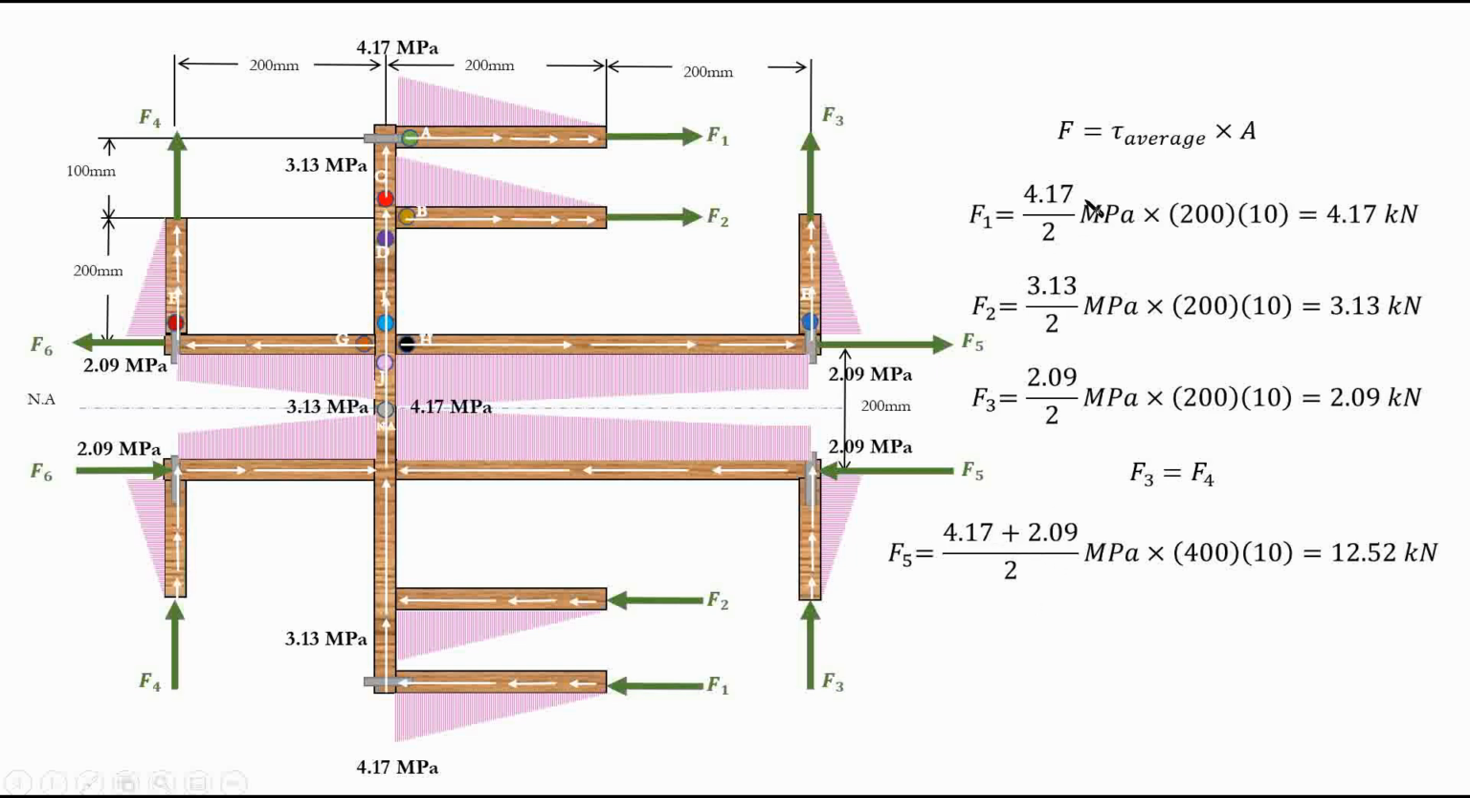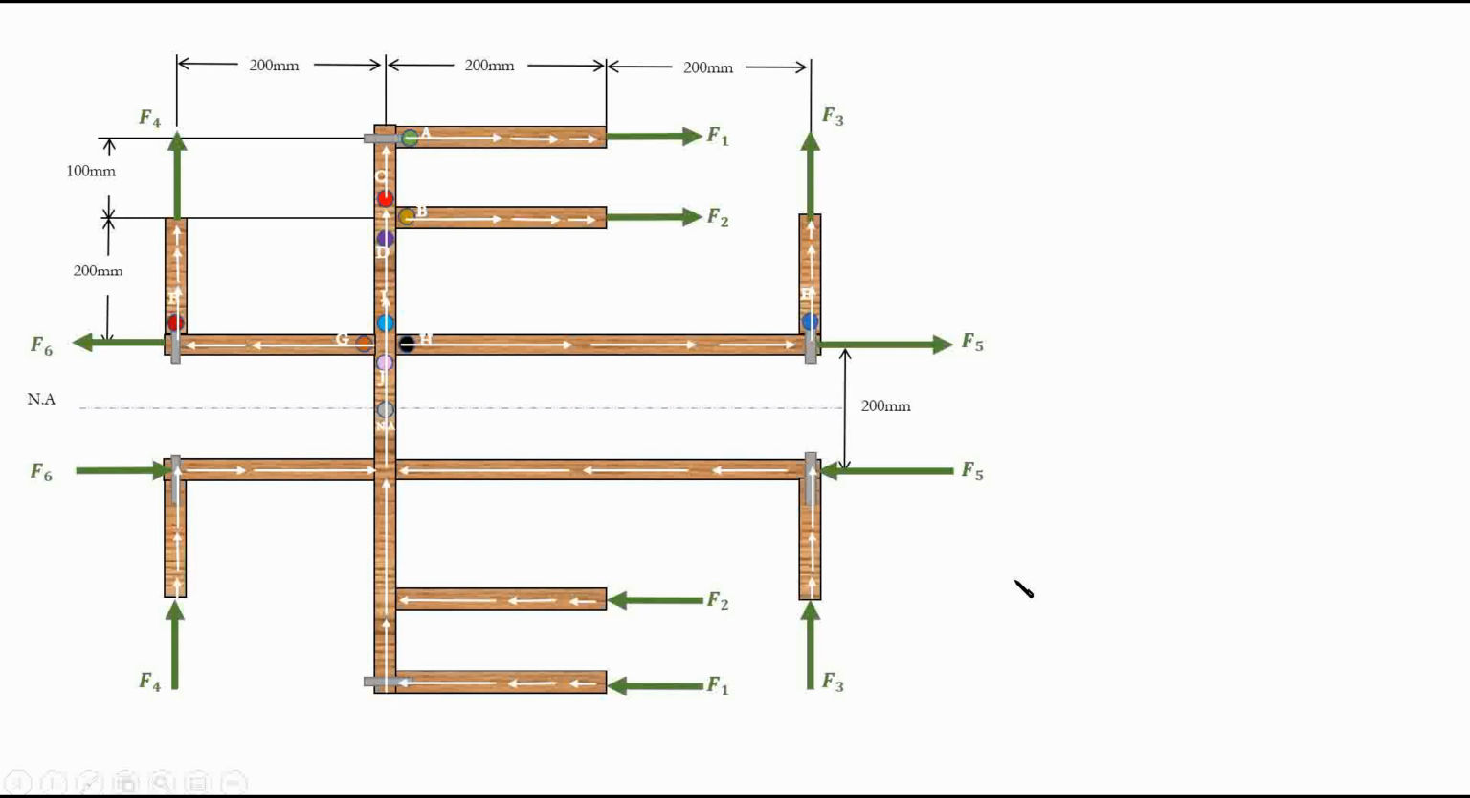From the previous one, what we did was just 4.17 plus 0 divided by 2, 3.13 plus 0 divided by 2, right? Same thing. In this case, we were doing 4.17 plus 2.09 because our first point here was not 0, right? Again, multiply by the area, we get the value. Again, the same concept here, 2.09 plus 3.13 divided by 2, multiplied by the area of this segment, which is 200 times 10. Now, those are the force values.